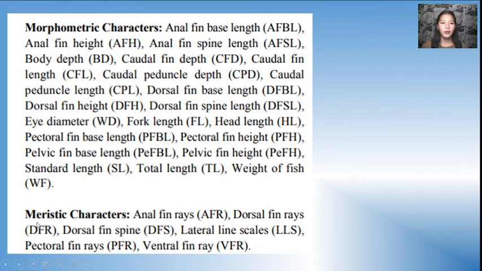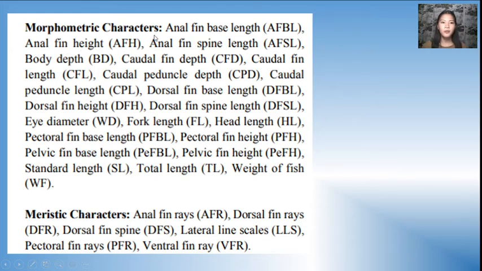So, ito yung, sa meristic characters naman, anal fin rays, AFR, dorsal fin rays, DFR. So, dito, sa meristic characters, kailangan talaga magbilang ng mano-mano. Kasi bibilangin kung ilan yung anal fin rays ng isda. So, ilan yung dorsal fin rays niya, yung dorsal fin spine, so yun.